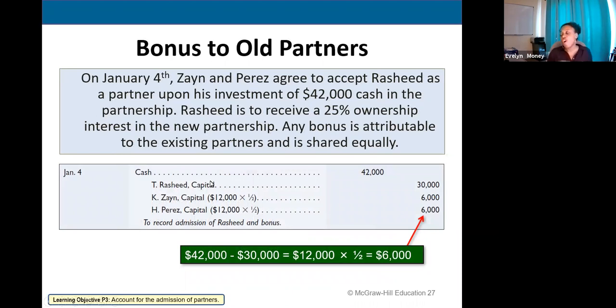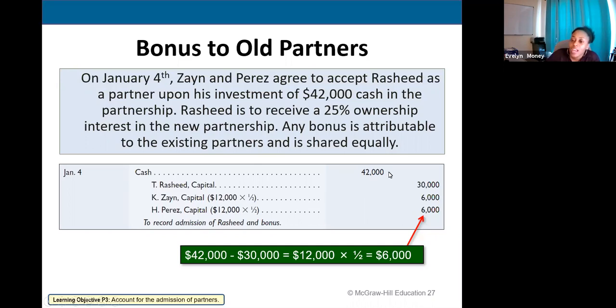So when we do this entry, there is no account called bonus. What we have to do is increase the partners' capital accounts for the amount of the bonus. We're told in the last sentence of this problem that any bonus is attributed to the existing partners and it's shared equally, so we cut that bonus in half. We debit cash for the amount of cash that Rashid brought in. We credit Rashid capital for his capital balance, or equity balance, that we determined on the previous slide. And that difference is the bonus.